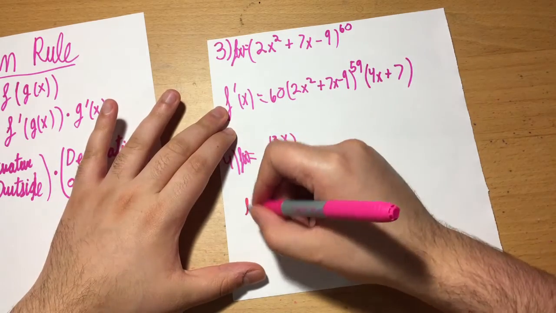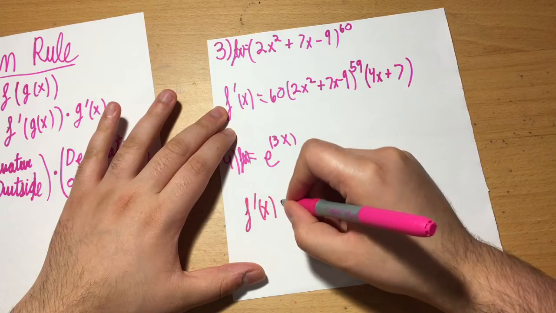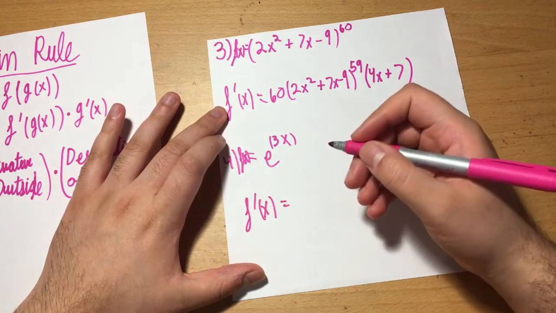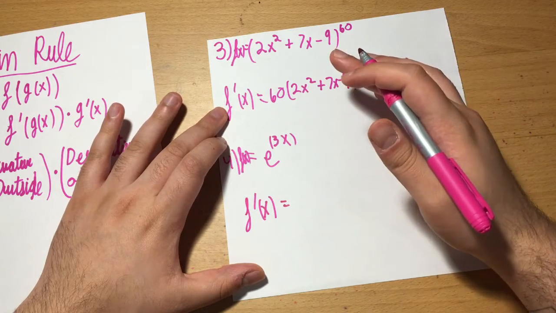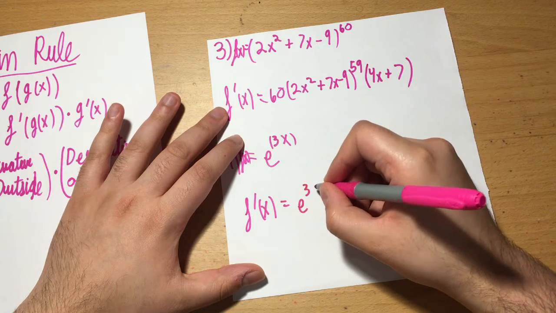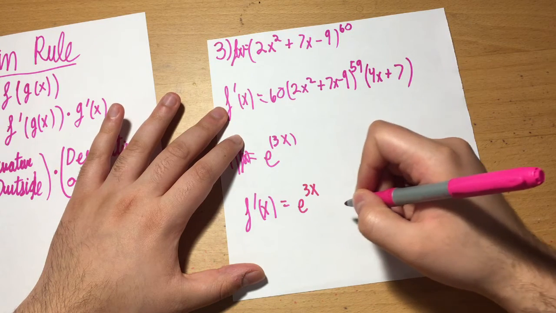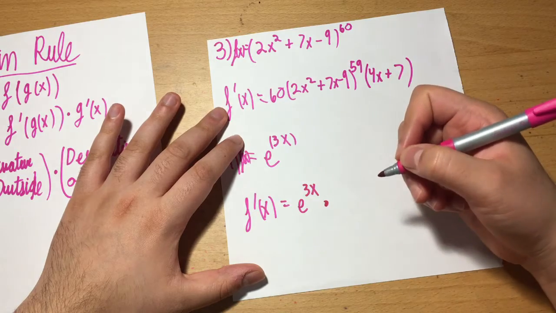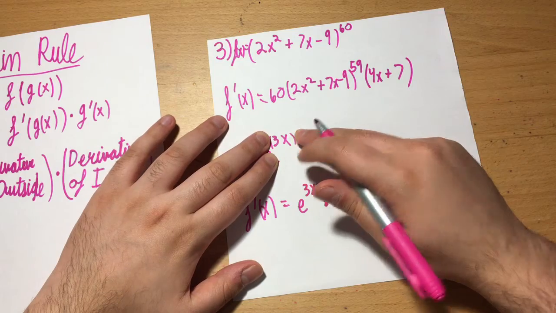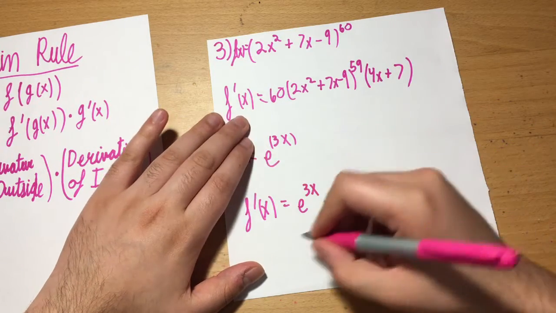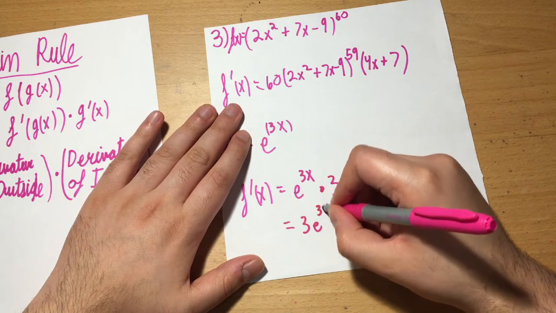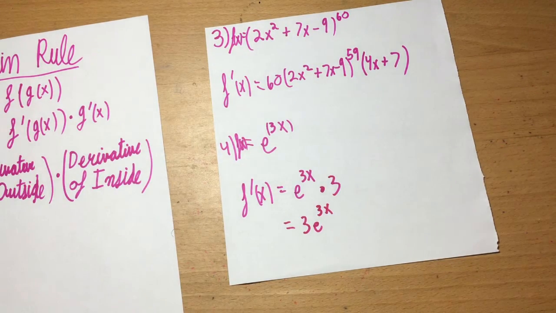So f prime of x is going to be equal to the derivative of your outside function, which is just e raised to a power. And e raised to a power, the derivative of that is just itself, right? It's unique in that way. And then it's multiplied by the derivative of the inside stuff here, which the derivative of 3x should just be 3. So your final answer would be 3e raised to the 3x. Okay.